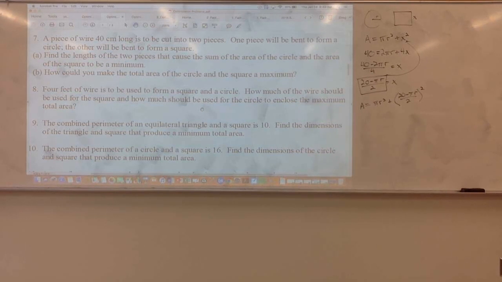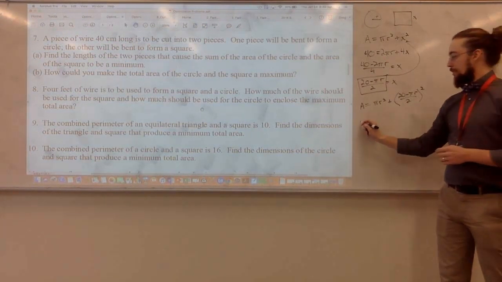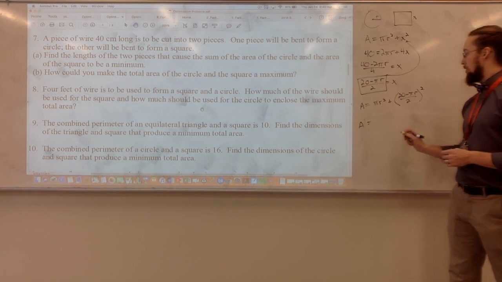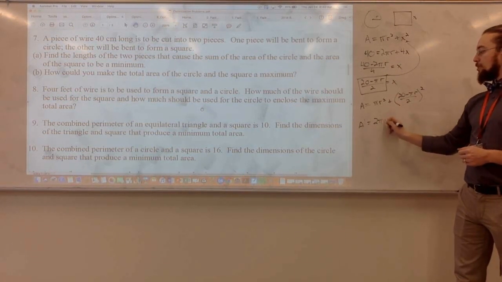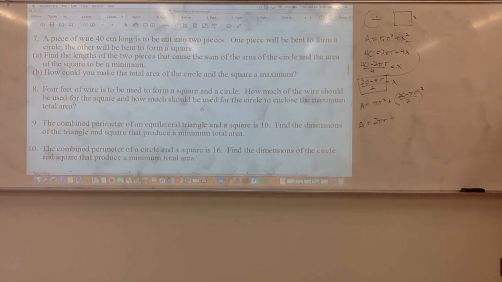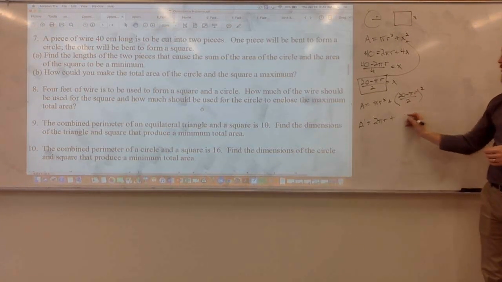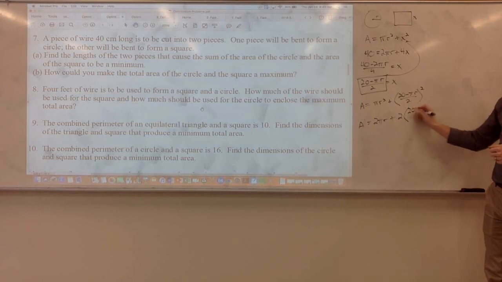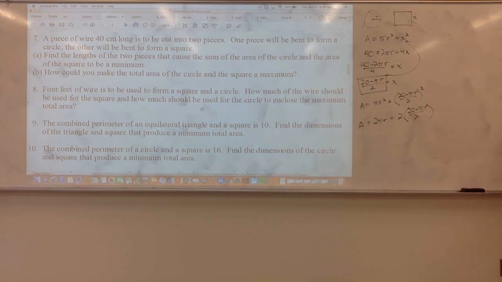Now we want to take the derivative. So we can say A prime is 2 pi r plus, how would I take the derivative of this? Yeah, we want to use chain rule. So 2 times, don't change the inside, then times the derivative of the inside. Do I have to use quotient rule here? Right, we're just dividing by 2, which would just be the same as multiplying by a half.